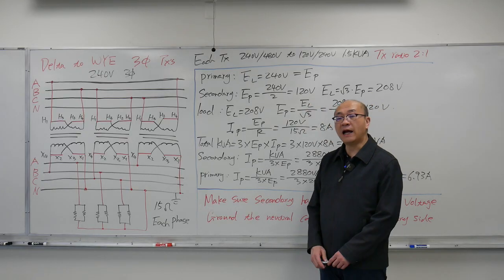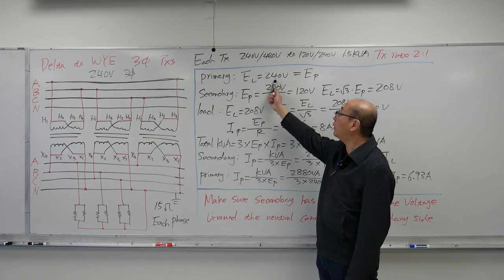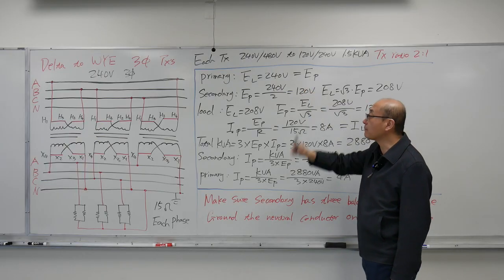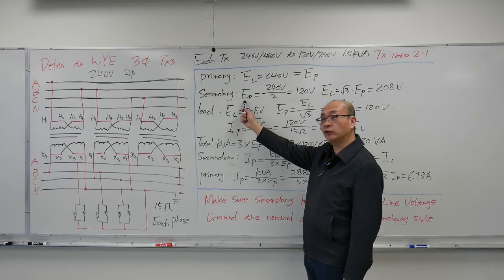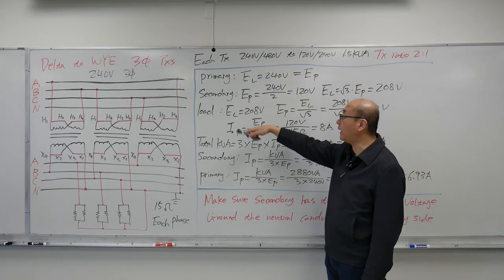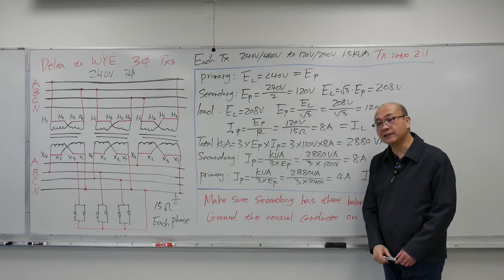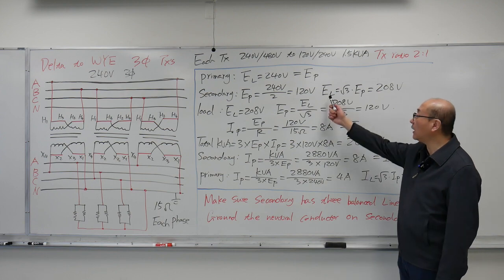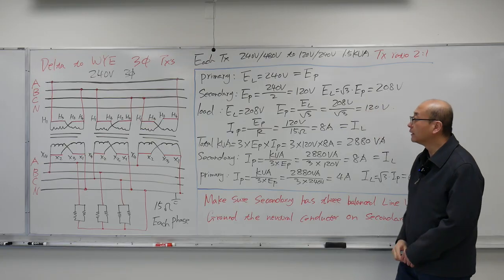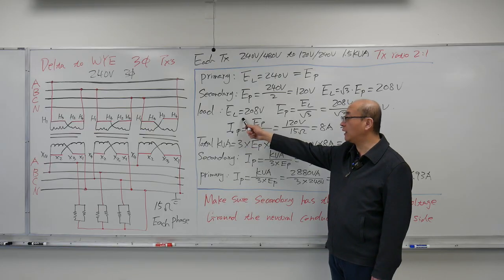And next we're going to do the calculation. On the primary side, the line voltage is 240 volts. It's delta connected, so the phase voltage is also 240 volts. On the secondary side, the transformer has a ratio of 2 to 1, so the phase voltage on the secondary side is 240 divided by 2, which gives 120 volts. The secondary side is a Y connection, so the line voltage is √3 higher than the phase voltage, which gives 208 volts.